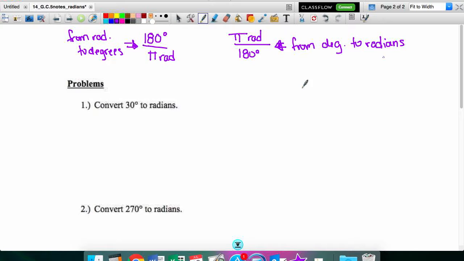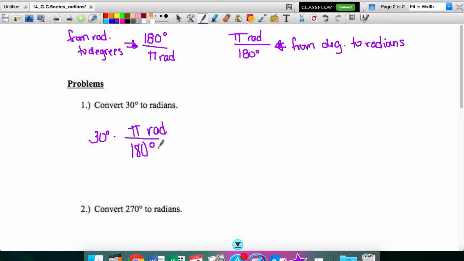All right, so let's convert some of these values. We want to convert 30 degrees to radians in our first problem. So we're starting off with degrees. As I mentioned, we want to multiply it by one of these conversion ratios. Since we have degrees, and that's what we want to get rid of, we want to make sure degrees is in our denominator, and we want to gain radians, so radians will be in our numerator. So this would be the second ratio, pi radians to 180 degrees.